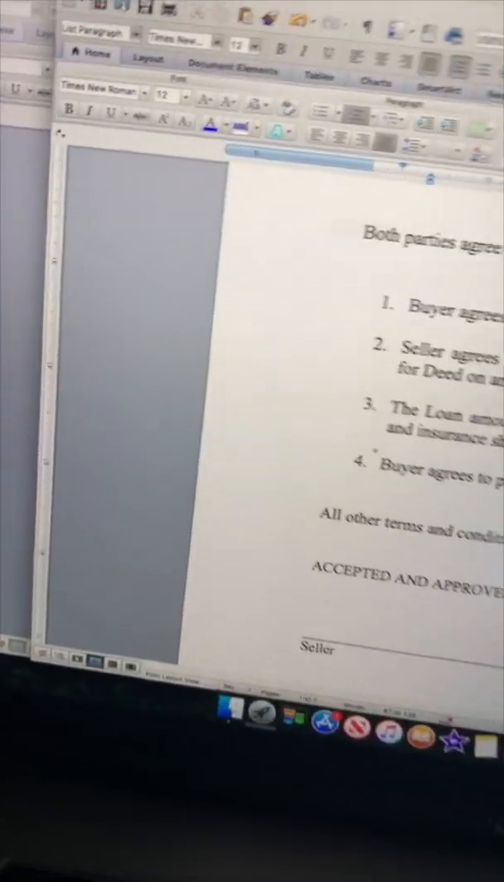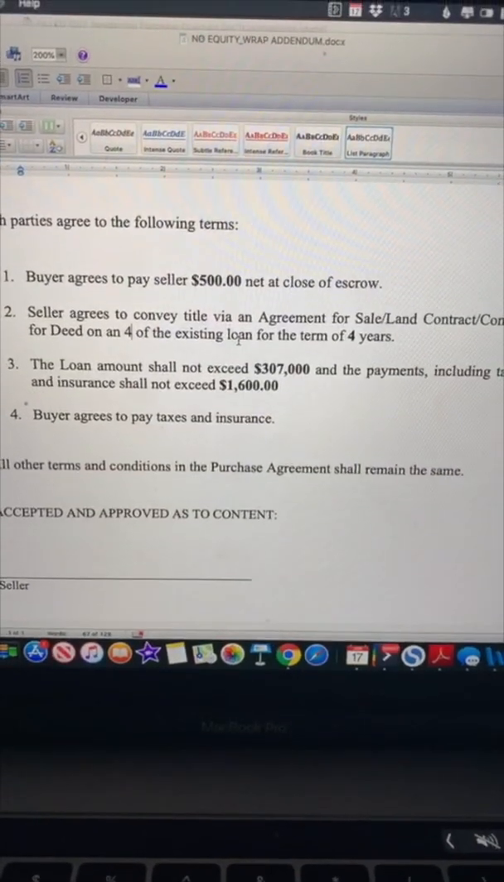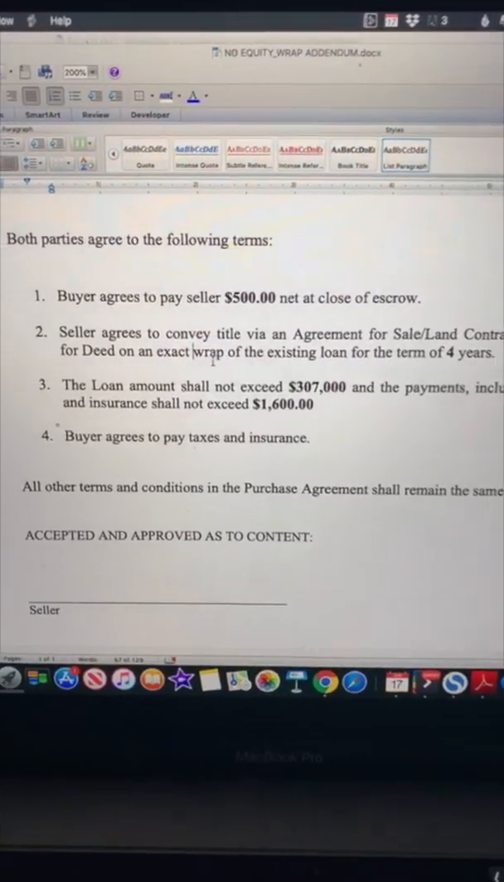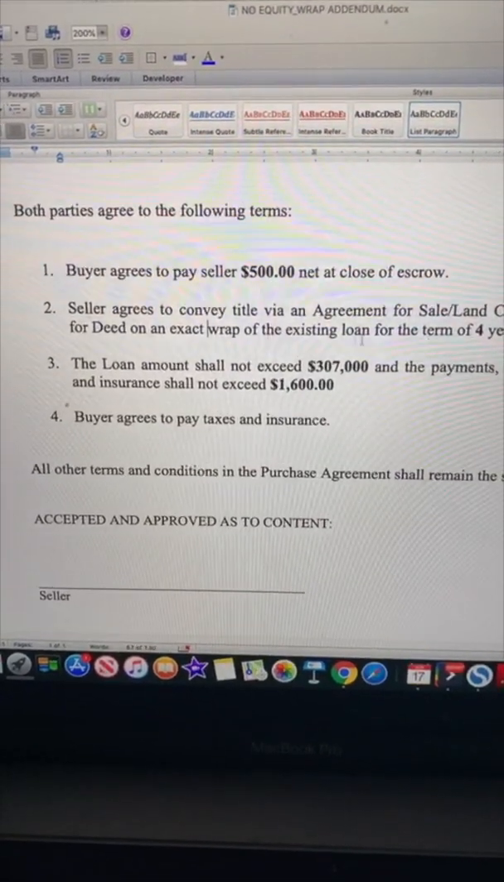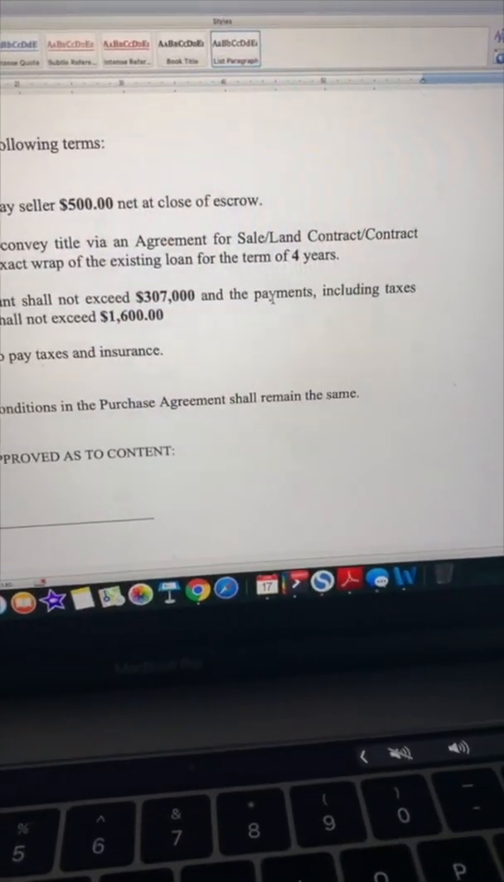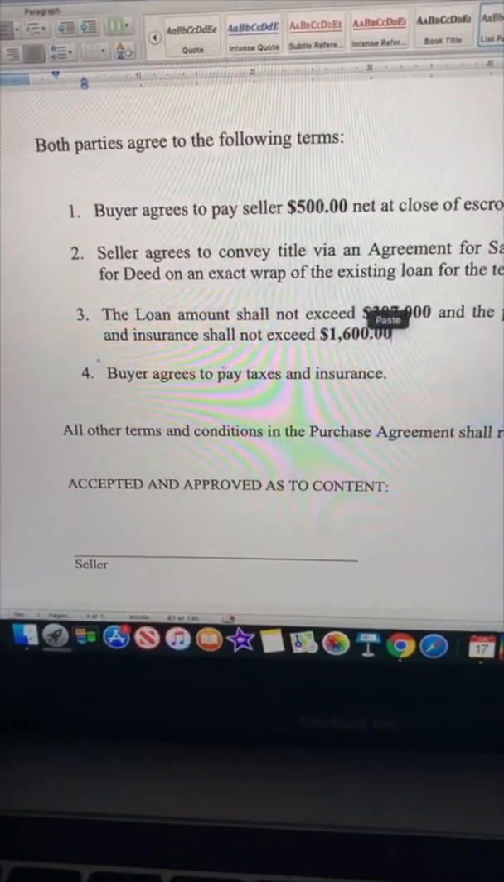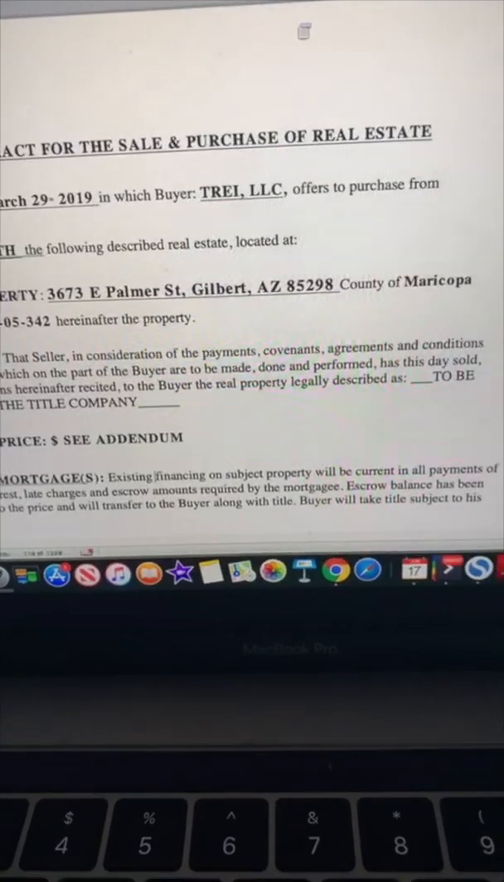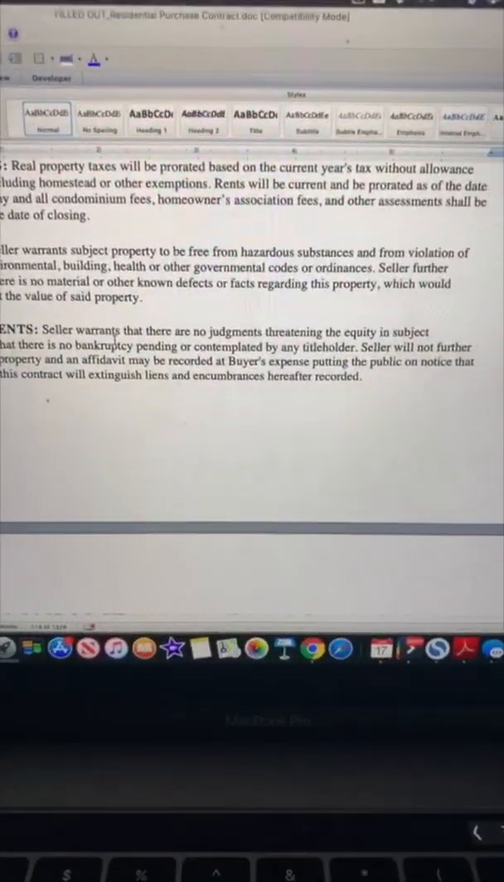Now, let's go back to the addendum here, and I'll show you. So remember, on the exact wrap of the existing loan for the term of 4 years, loan amount shall not exceed $307, and payments, including taxes and insurance, shall not exceed $1,600. Buyer agrees to pay taxes and insurance. All the terms and conditions in the purchase contract remain the same, and the purchase contract is right here. So with that purchase contract and with that addendum, you can literally sign up, and that's where you do the down payment arbitrage.